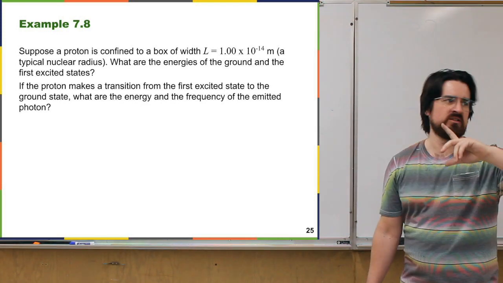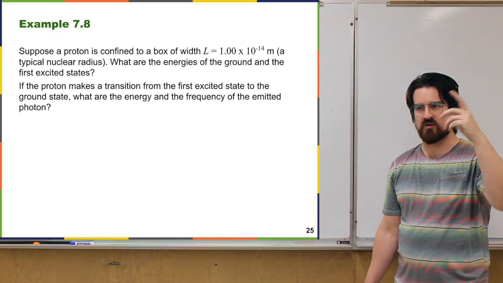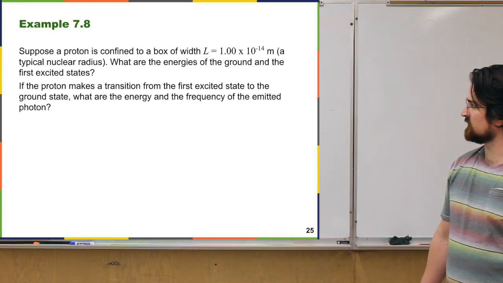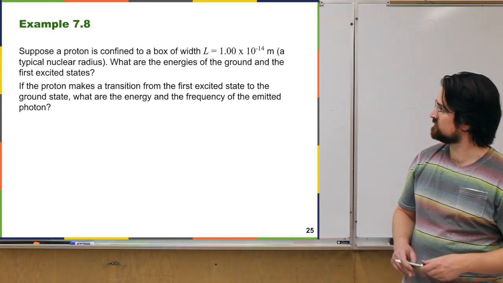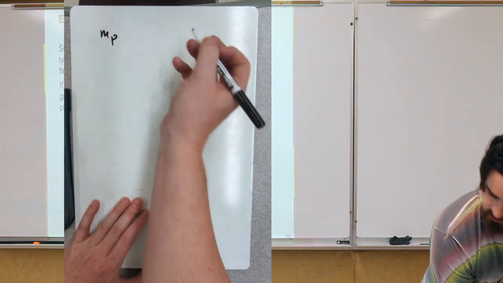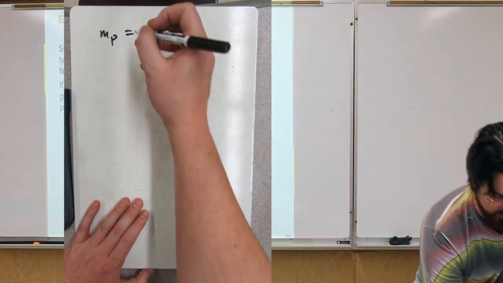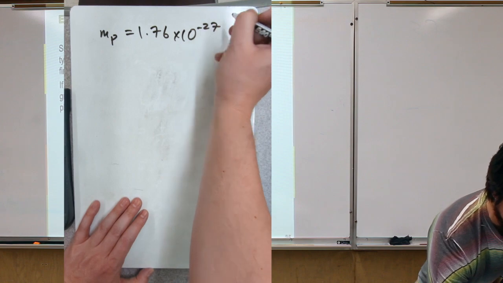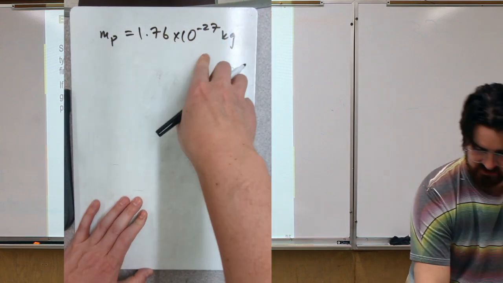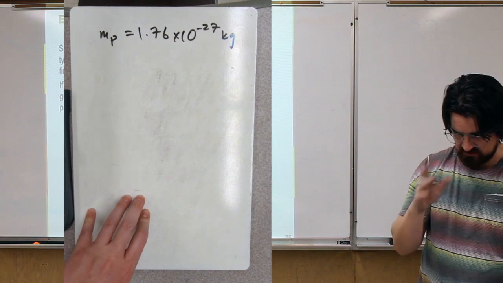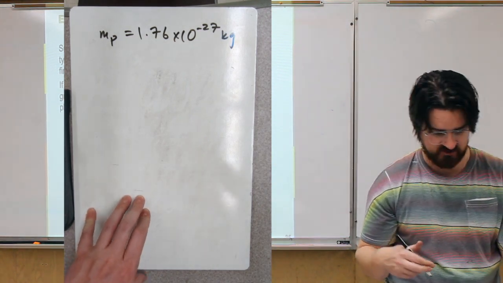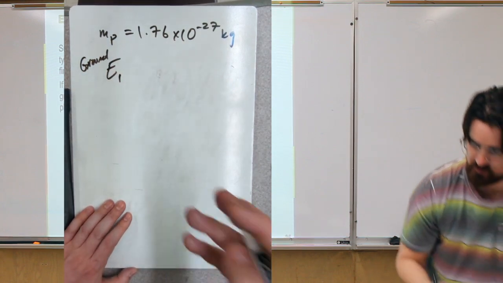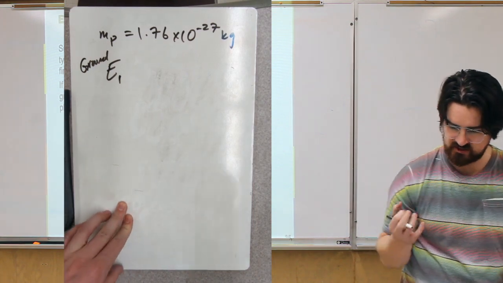So when we're talking about these particles in boxes, one way that they absorb or emit energy is to absorb or emit a photon, at least if they're electrically charged particles, like a proton. Well, that energy level requires the mass of this particle. The mass of a proton is this 1.76 times 10 to the minus 27 kilograms. It's about 2,000 times larger than the mass of an electron. So what does the ground state energy look like? Remember, n equals 0 doesn't exist, so the ground state is n equals 1.